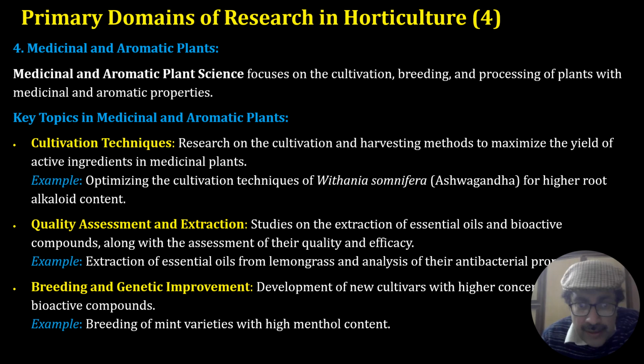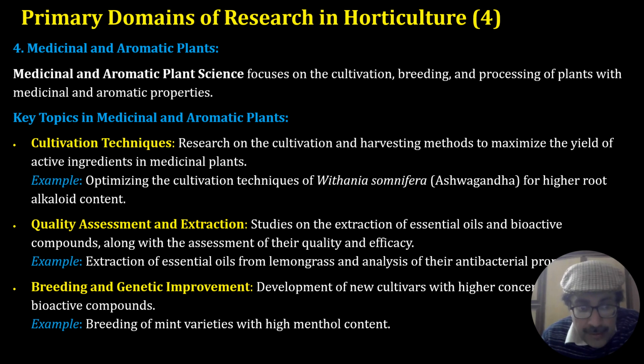The research in this area include assessing different cultivation and harvesting methods to maximize the yield of active ingredients in medicinal plants. So, for instance, optimizing the cultivation techniques of Withania somnifera, which is also locally called ashwagandha, for higher root alkaloid content.